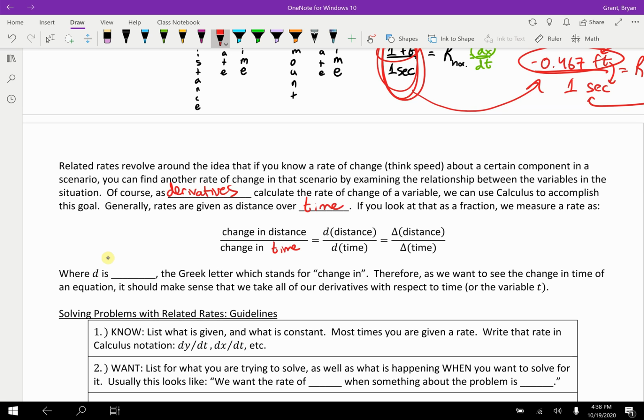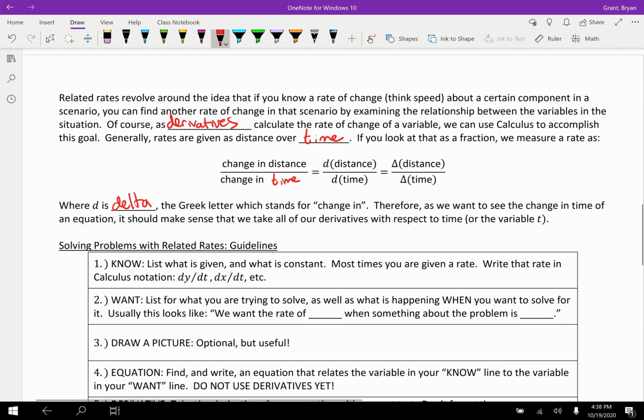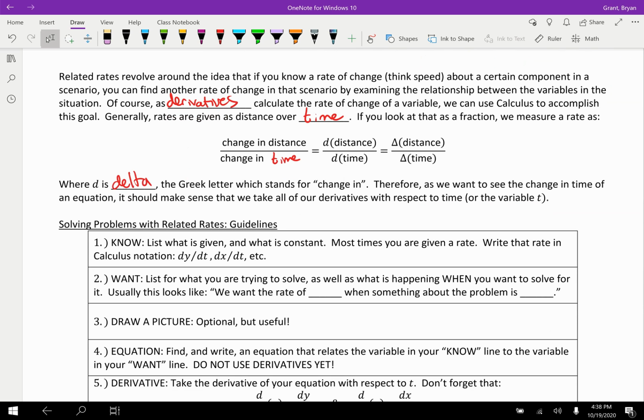Sometimes you'll see it as d distance over d time, or earlier you might have seen it as delta distance over delta time. And for all intents and purposes, it's pretty much the same for what we're doing here. Again, we haven't really discussed the difference between this d differential thing and this delta thing. There is a difference, but we're going to say for today that d really means delta, even though that's not quite right. So we want to see the change in time. That's almost always what happens with a related rate. One thing changes over time as another thing does.